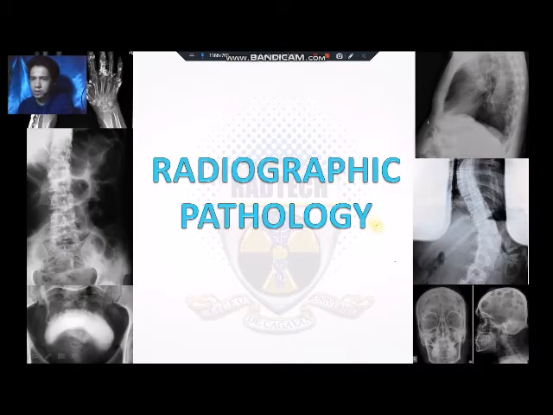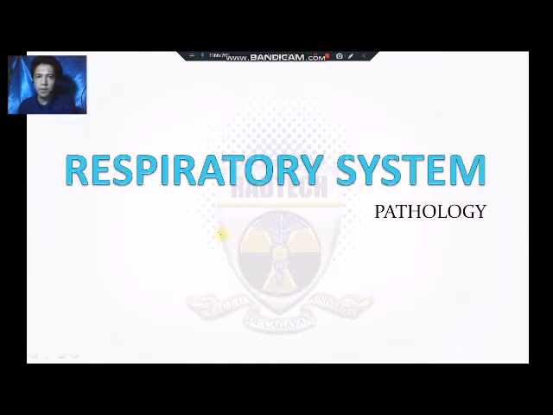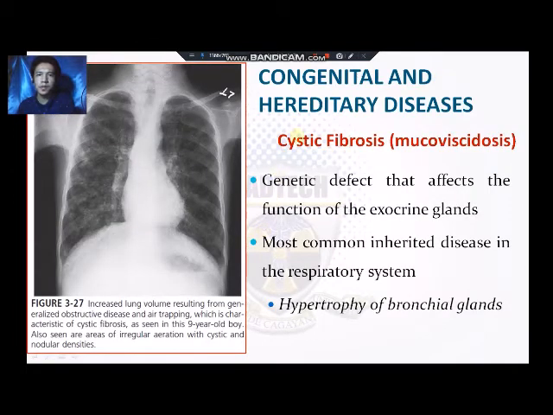Good day. So this is a discussion of radiographic pathology, pathology conditions of the respiratory system. First, we have the congenital and hereditary diseases. We have cystic fibrosis, also known as mucoviscidosis. It is a genetic defect that affects the function of the exocrine glands of the patient, and it is one of the most common inherited diseases in the respiratory system.